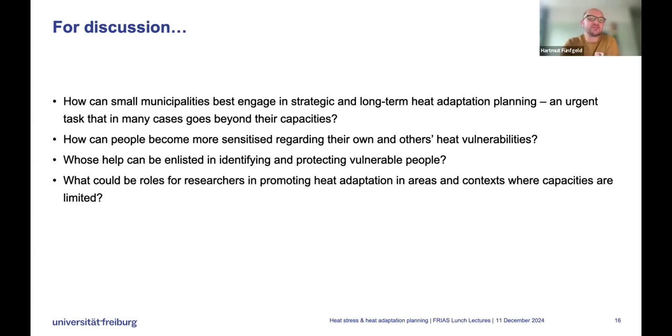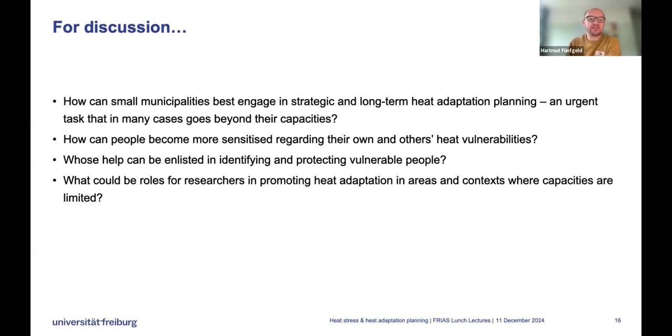I've got a few questions for discussion for after Rita's talk. These are questions that we are currently concerned with in this project, but they also extend a little bit beyond that. How can small municipalities best engage in strategic and long-term adaptation planning? It's an urgent task, but often it's a task that goes beyond their capabilities. And maybe I'll add, it's also a task that will become compulsory in some form as part of the federal adaptation law that was passed earlier this year.